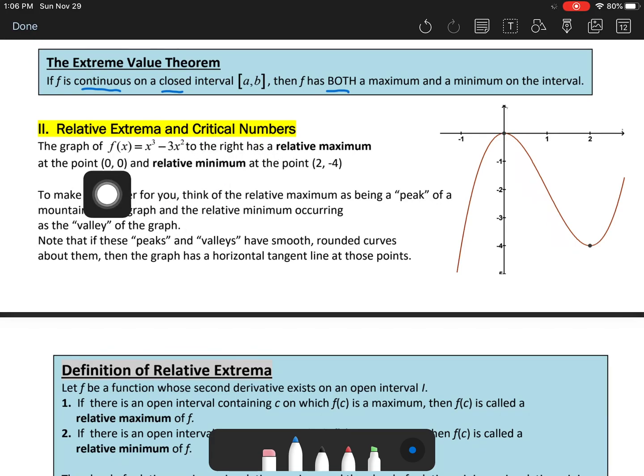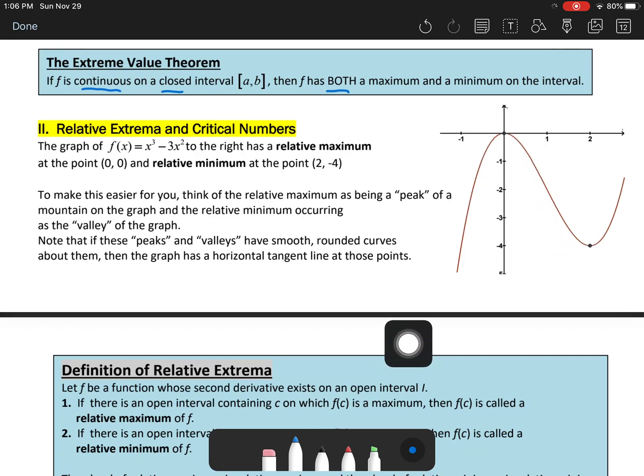We're talking about this a lot. It says the graph, this cubic graph we have right here, has a relative maximum at the point (0, 0). Okay, so we can see that right there. And it also has a relative minimum at the point (2, -4), so down here.